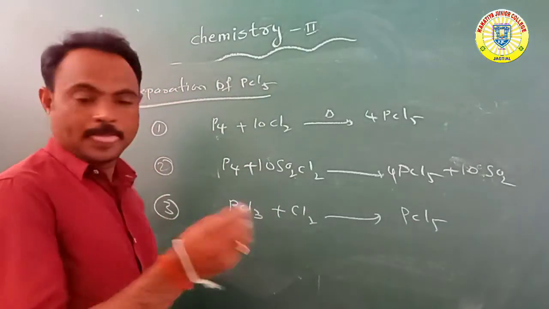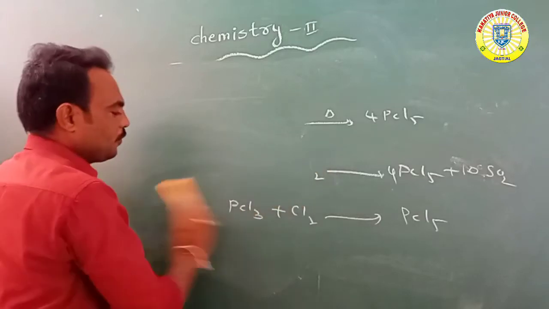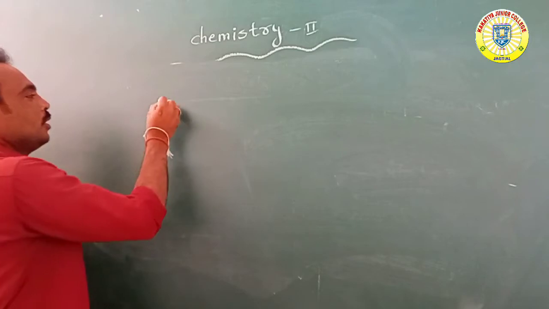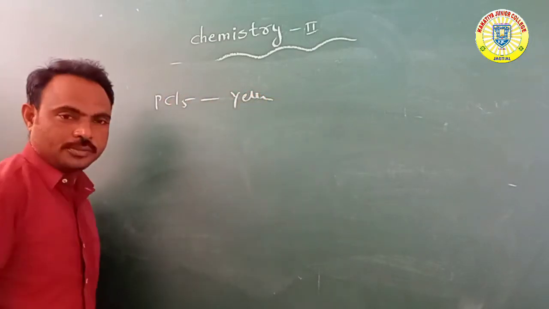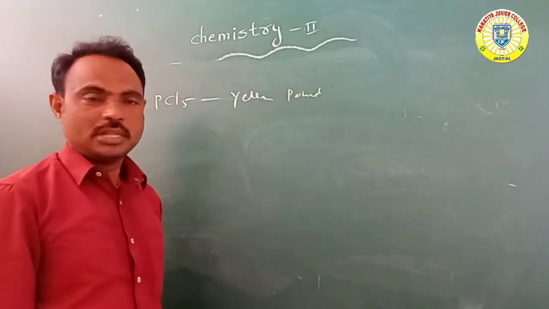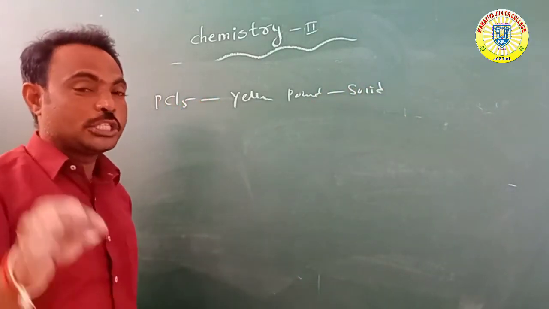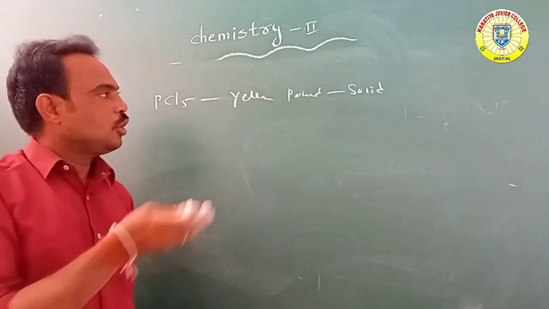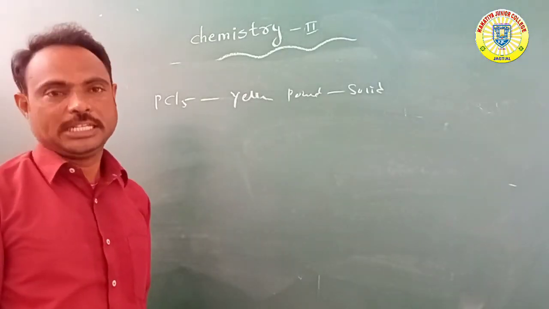Overall, what are the physical properties of PCl5? PCl5 is a yellowish powder, a solid compound, with no smell. So which state? Solid state.